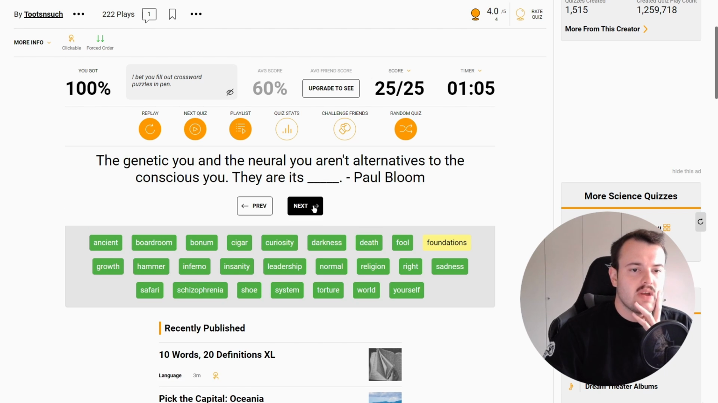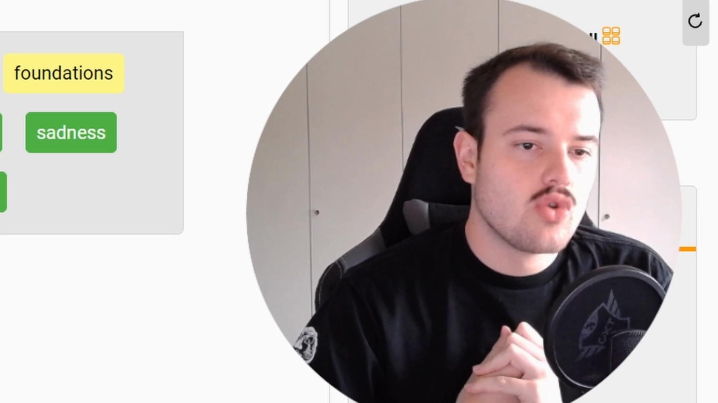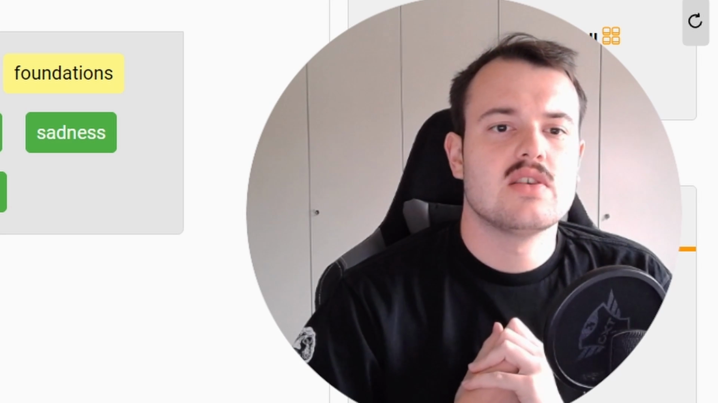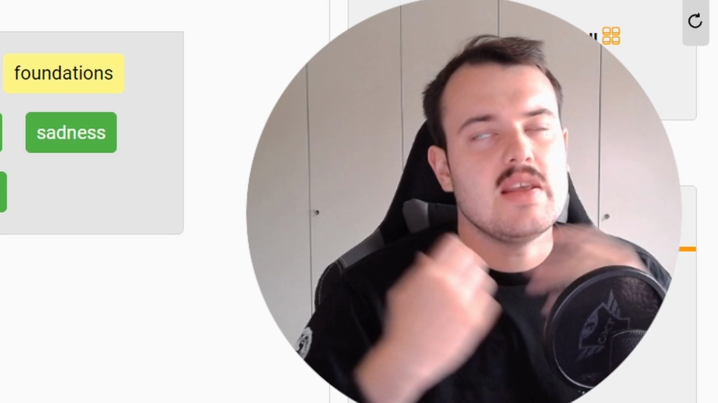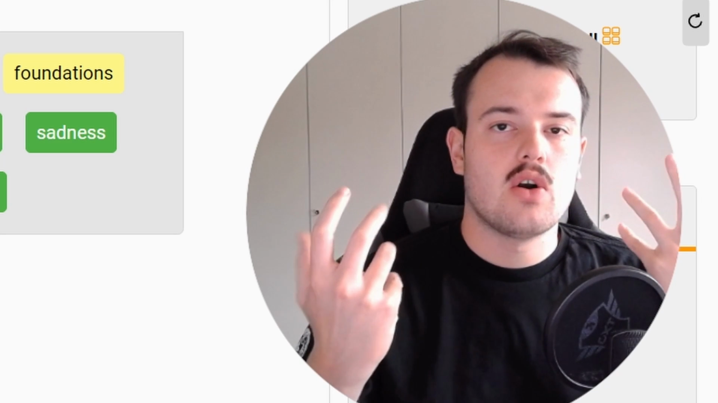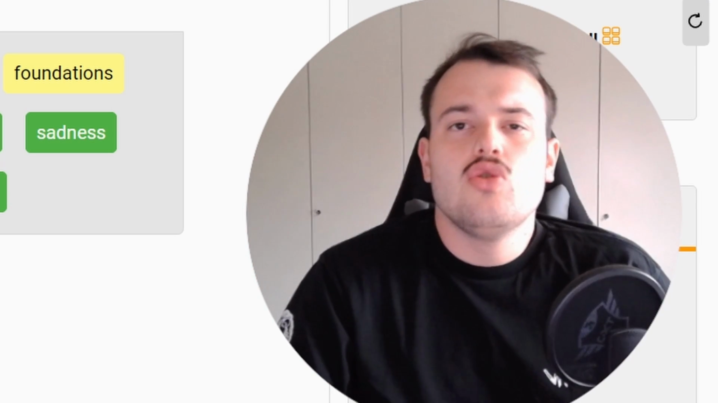The genetic you and the neural you aren't alternatives to the conscious you. They are its foundations. So that's clearly a point of view from someone that is not really materialistic. He is not materialistic, but he believes in something more than just the matter that we are. And that's something I must agree with as well. I kind of get annoyed by people that pose that we are our brains and that there's nothing more to us than just the neurons firing in our head.